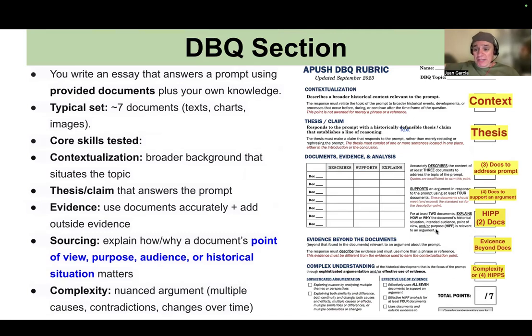If you understand the rubric, you will succeed in writing a good DBQ because you're writing with a purpose. And the purpose is to get as many points as possible. I'll be doing another video to go over how to cite documents in a DBQ. So this is the rubric. You need to know the rubric, understand the rubric.